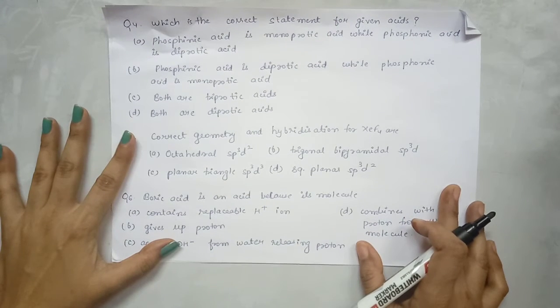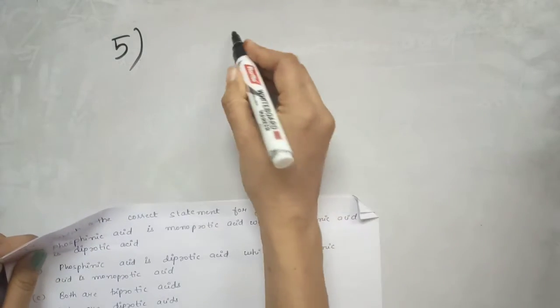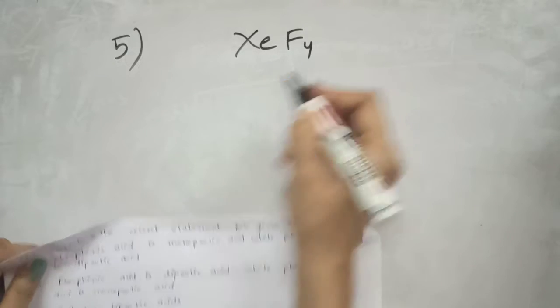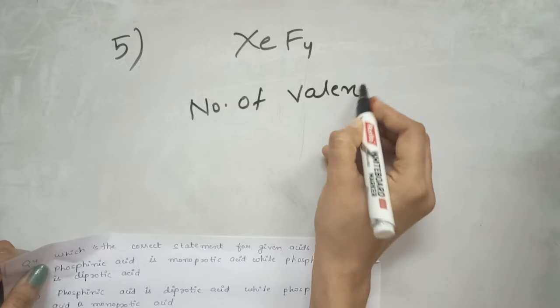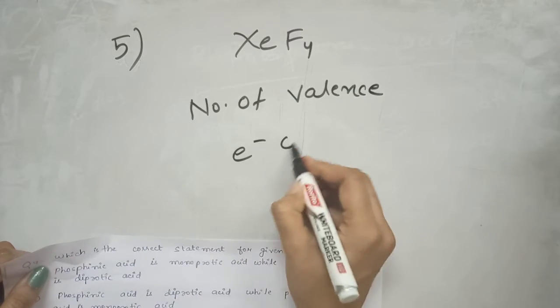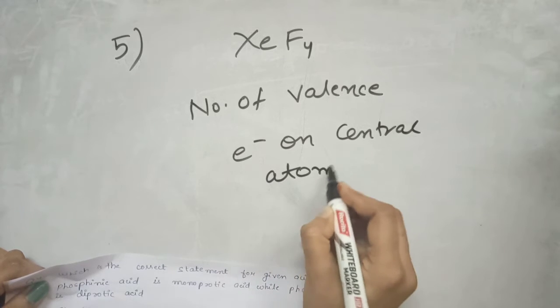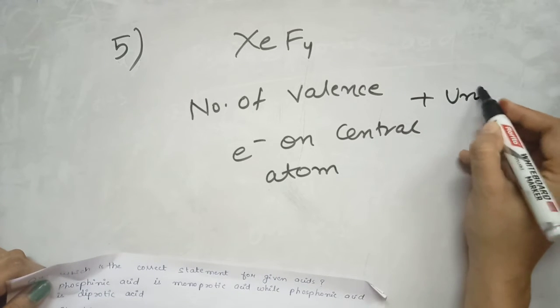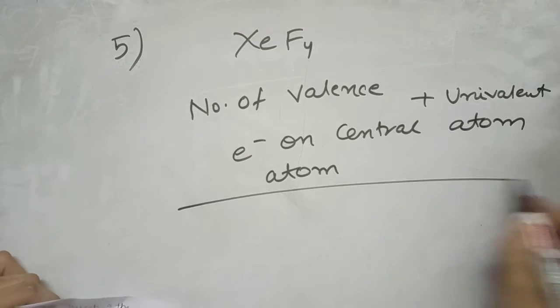Correct geometry and hybridization for XeF4. So I'll do it in the form of a trick so that it is a time saver for you as well. XeF4, right? So the formula is: number of valence electrons on the central atom plus the number of univalent atoms, divided by 2.